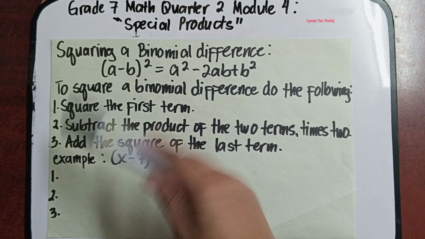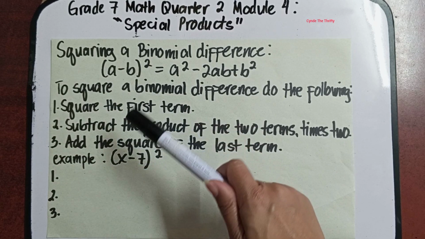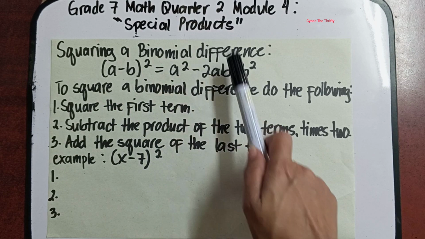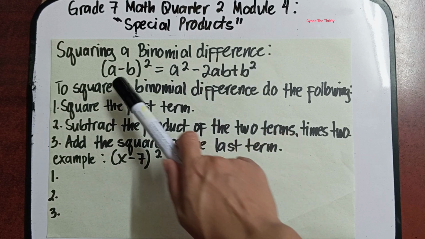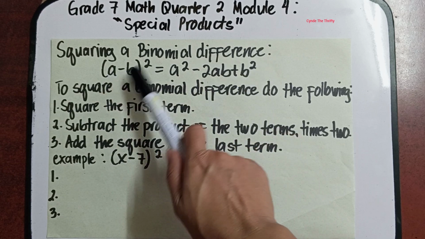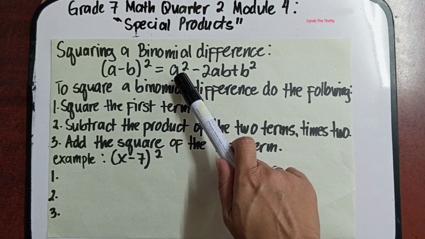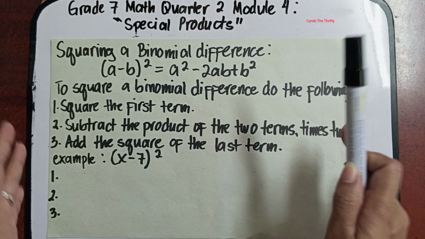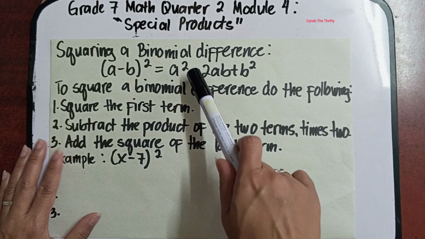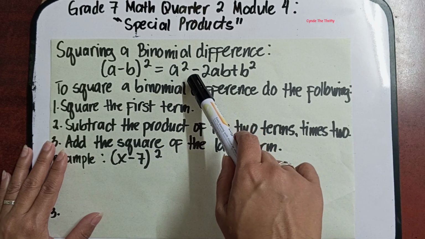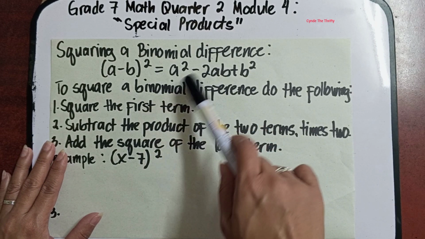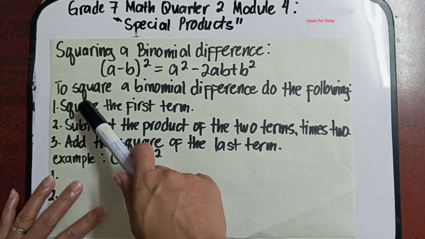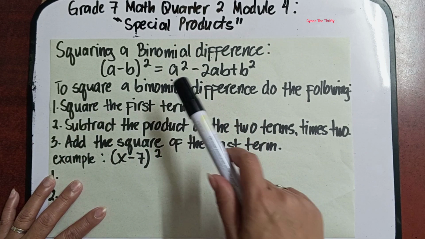Okay, dahil tapos na tayo sa squaring a binomial sum, ngayon naman squaring a binomial difference. So, ang formula natin is a minus b squared. Ang sagot natin is a squared minus 2ab plus b squared. So, same lang siya ng process. Kaya lang, ang second term natin is subtraction ang ating operation. Paano natin i-square ang binomial difference?